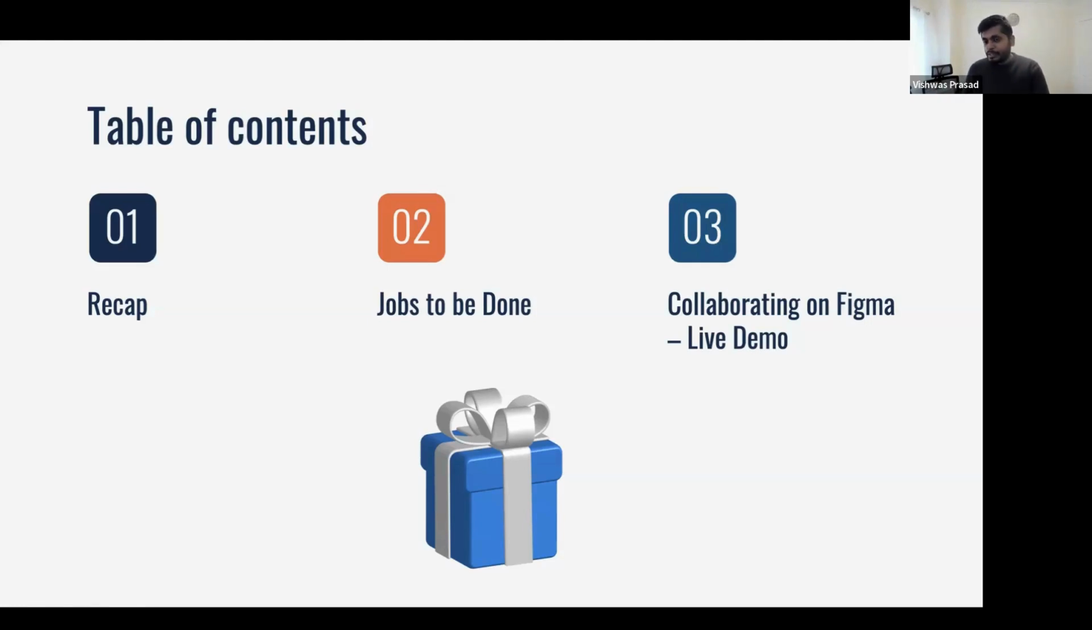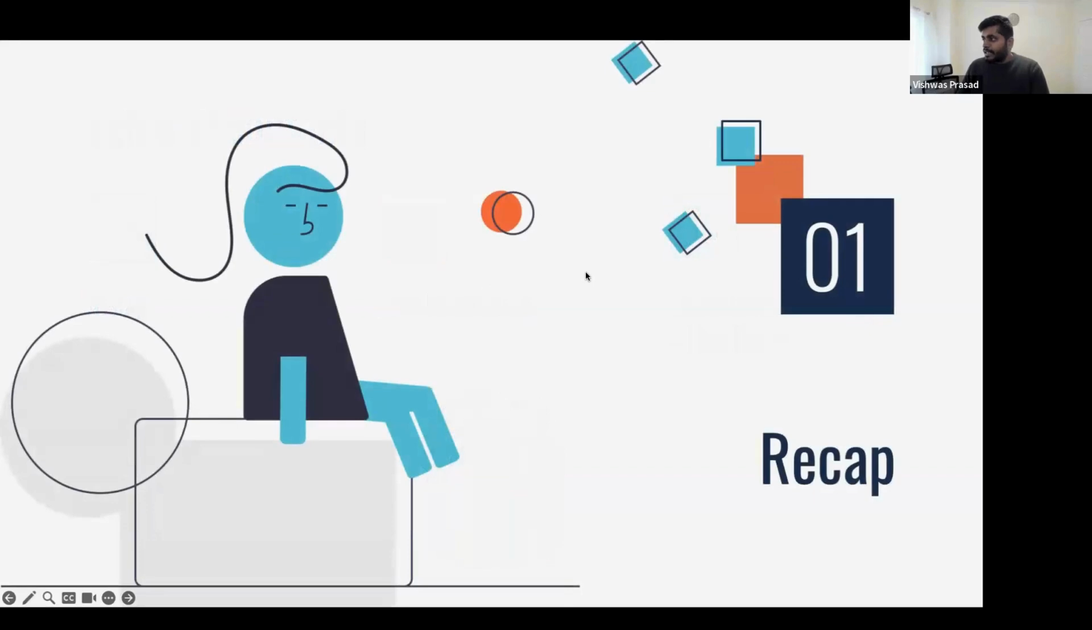And today we'll be focusing mostly on jobs to be done, what it is, its core tenets, and how you can actually use some of the key tools in jobs to be done to implement jobs to be done in your products and innovate and get the product market fit. And towards the end of this session, we'll also look at how you can, as app founders, collaborate with designers and developers using Figma. With that, quick recap.